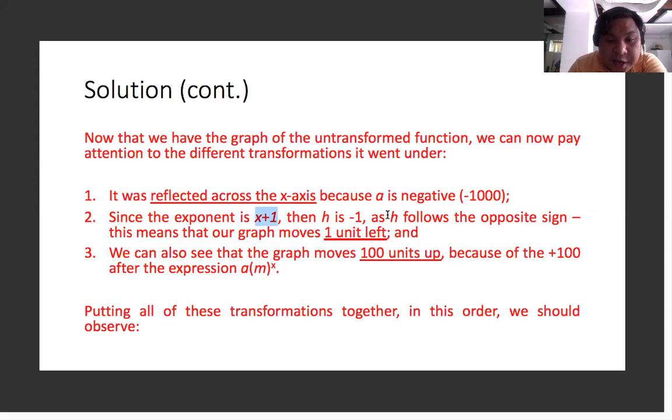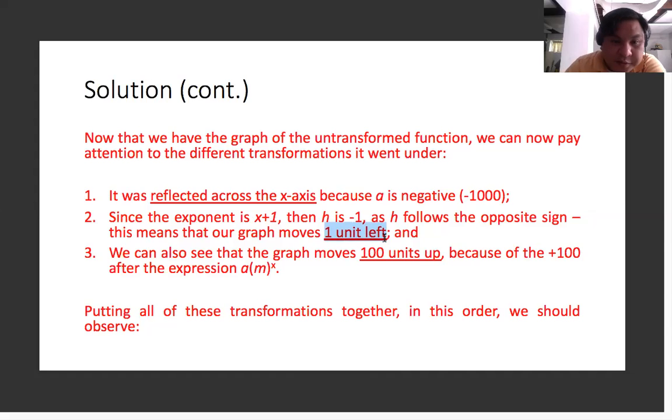And now h, being a horizontal translation, and being negative, means to just move towards the left. So if h is negative 1, this tells us that the graph actually moves 1 unit left.